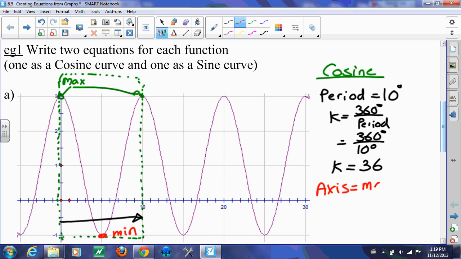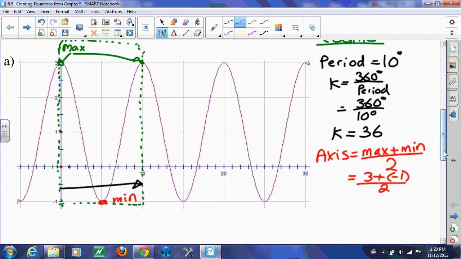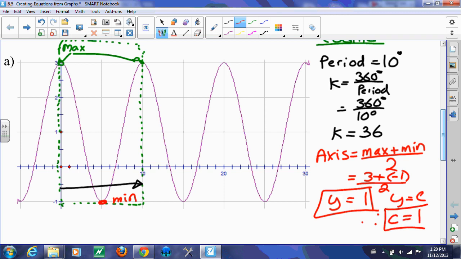That equals your max plus your min divided by 2. If you can see on the graph right away, go ahead. Our maximum here, ladies and gentlemen, is, my fault, it's 3. Can't see because I wrote over it. Plus my minimum here, which is -1. So you're adding a negative, divided by 2. So you're going to get y equals 1. Okay? And if y equals 1, remember the axis is y equals c. So therefore, we know c equals 1. So the axis will help us to get the c value.